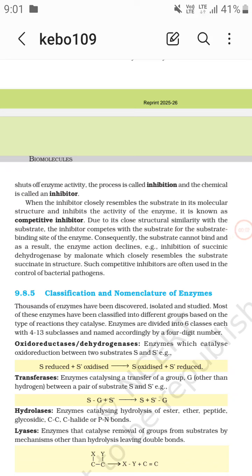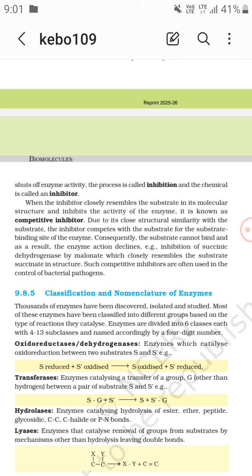Example of competitive inhibitor. Inhibition of succinate dehydrogenase by malonate, which closely resembles the substrate succinate in structure. Now, what is succinate dehydrogenase? It is an enzyme. Malonate is a chemical that is an inhibitor.